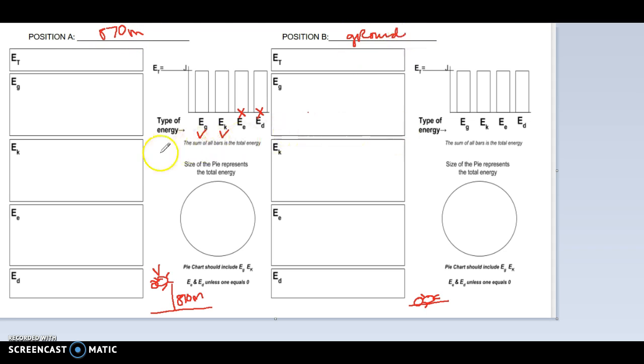Okay, all right, so let's see what kind of information we have. So we know the mass, we know the speed, and we know the height, okay? It doesn't tell us any of the joules over here. It doesn't tell us any of the energy. So that means we're gonna have to calculate all of these things, okay? So let's just start with the speed.